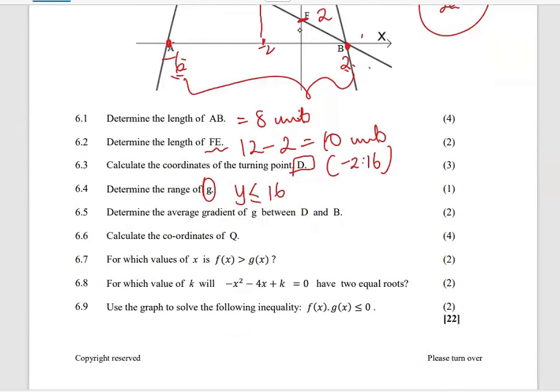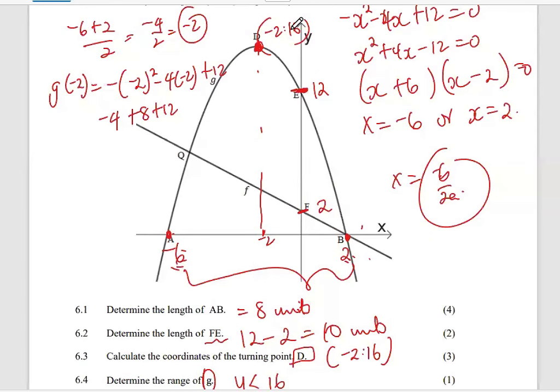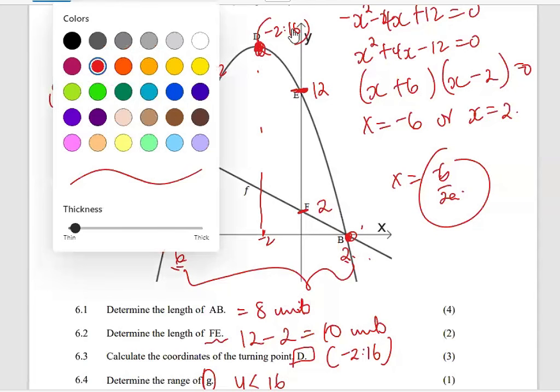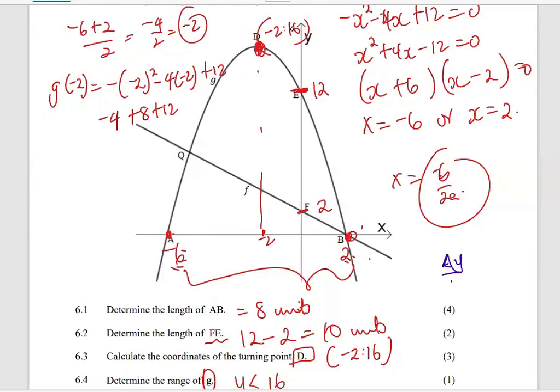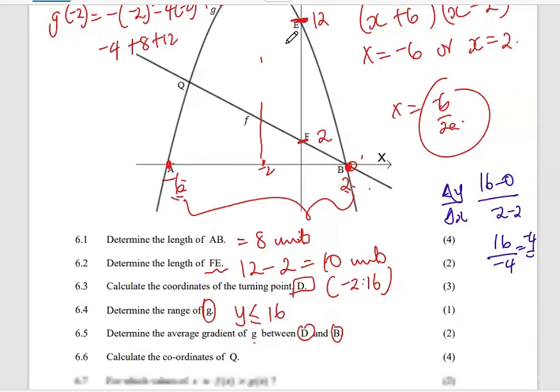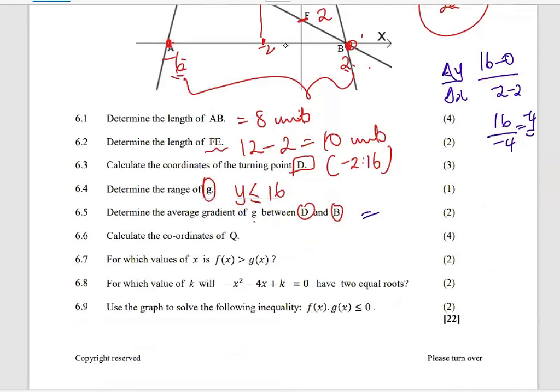Then determine the average gradient of G between point D and B. So average gradient is just the same as the normal gradient formula, the change in y over the change in x. So it will be 16 minus 0 over negative 2 minus 2. So 16 over negative 4, which becomes just negative 4. So the average gradient is negative 4.